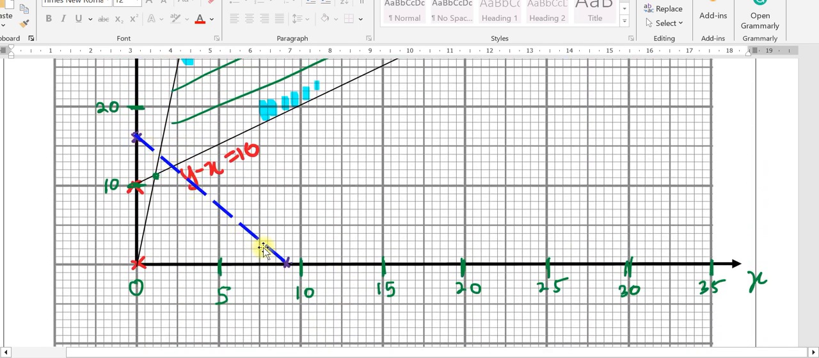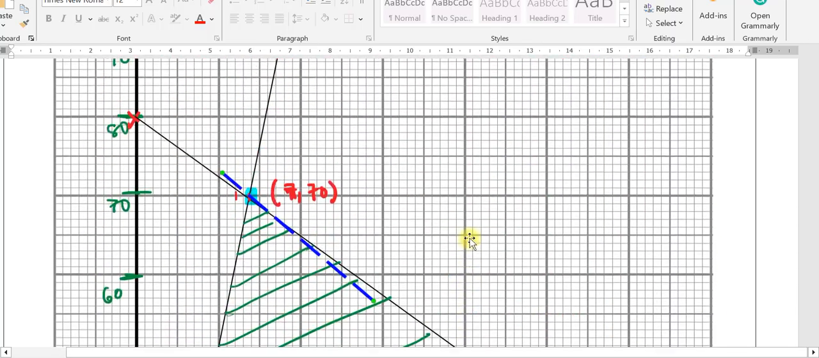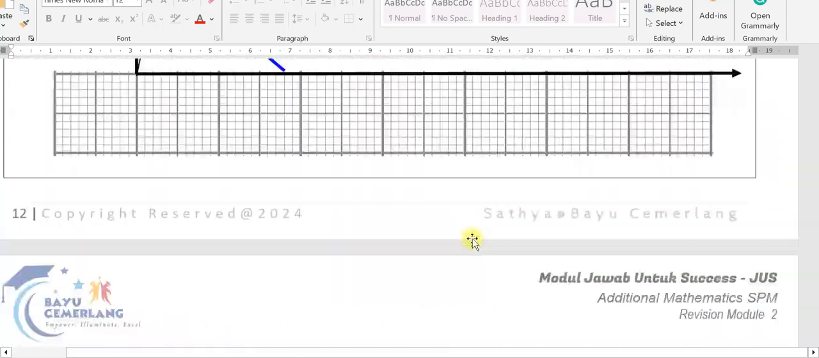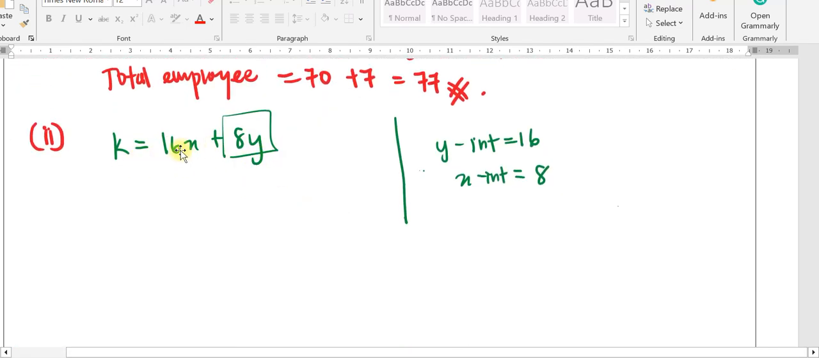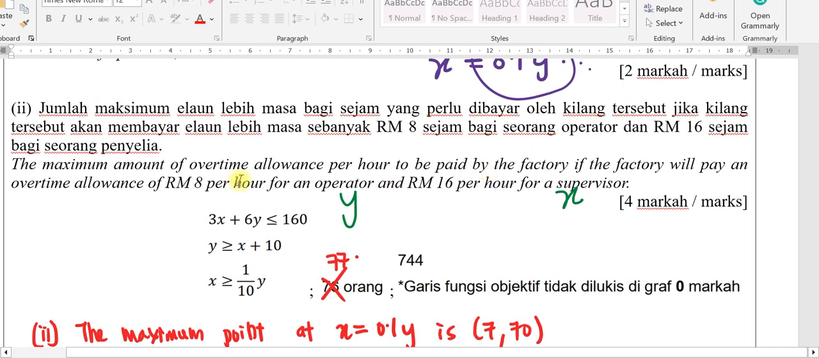You draw this one alone. See my mouse. Is already the objective function. Okay. Itulah objective function. Tak ada apa. The key point here is kamu tulis the objective function. Coefficient of x dia jadi x intercept. Coefficient of y dia akan jadi y intercept. Tengoklah kalau dia bagi objective function tu terlalu besar value dia, you can simplify them. Okay? Right. So now, let's read the question. They want the maximum amount of overtime allowance. So, jadi kita kena kira maximum point dululah.